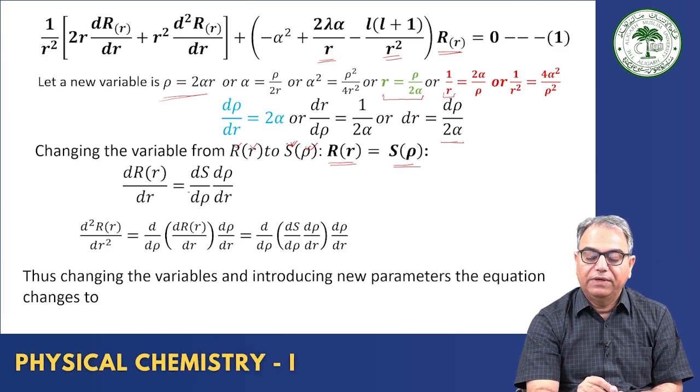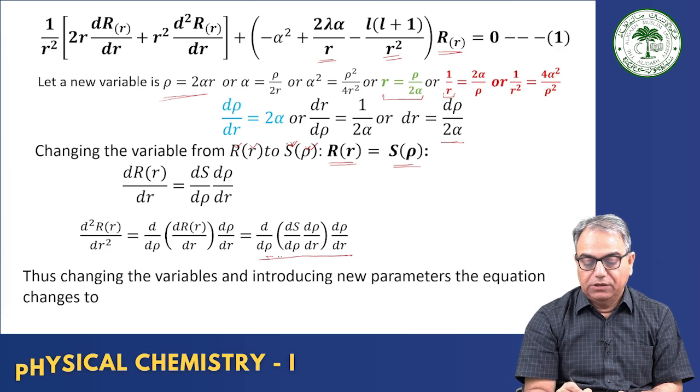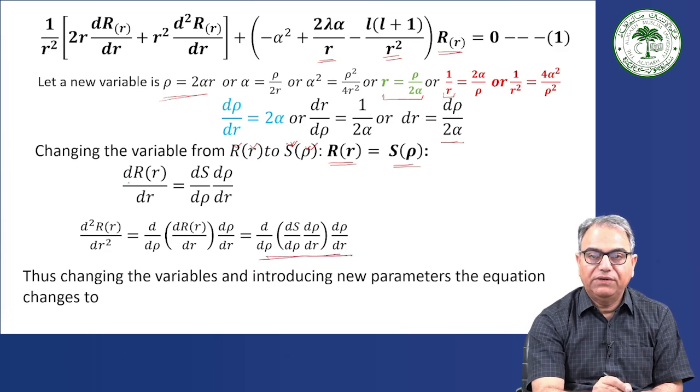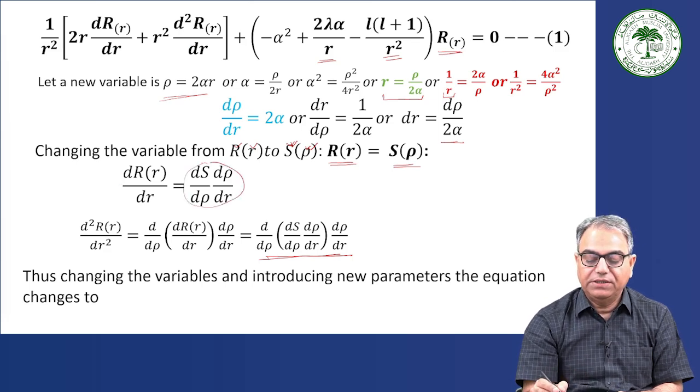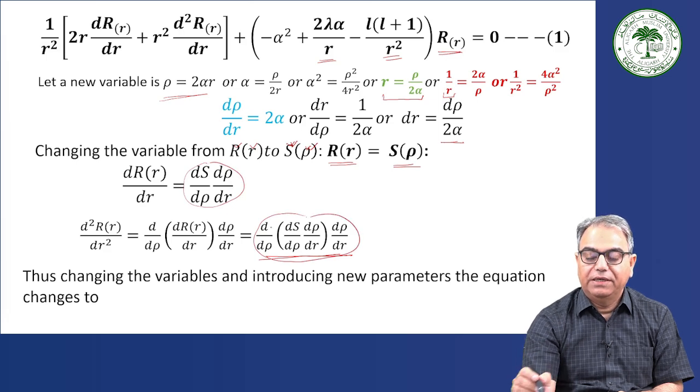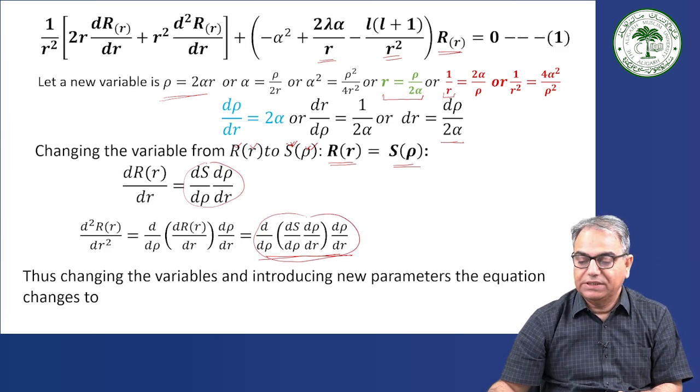If we have to replace the first derivative, then dR by dr we can write as dS divided by d rho times d rho divided by dr, and this will give you 2 alpha times dS divided by d rho. So d square R by dr square, again you can write d by d rho of dR by dr, times d rho divided by dr, and then you get this, okay. So you will replace both these differentials, first differential and second differential, in equation number 1 by these forms, and the rest of the values also you will put.